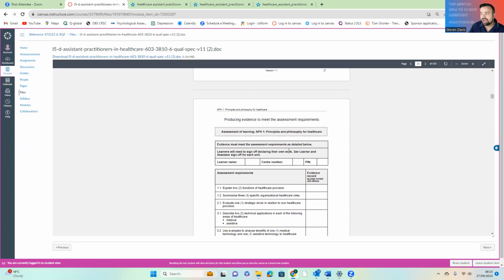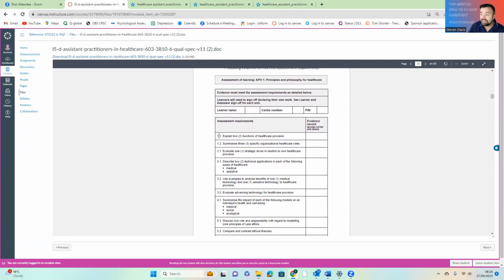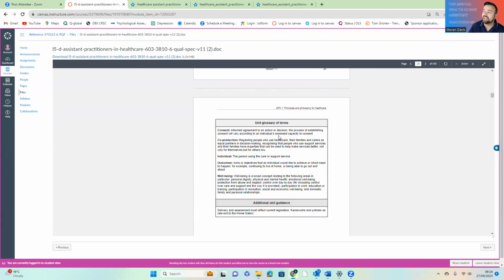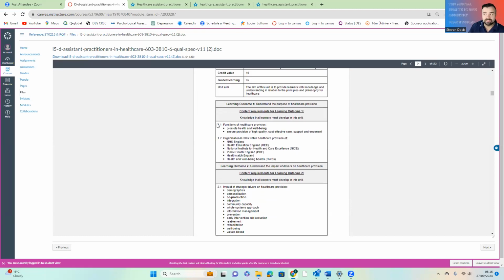When we scroll down, we've then got the logbook. So this is the evidence requirement. So here you can see, what I'm going to ask you is, can you explain to me 2 functions of healthcare provision? If you have watched this, you will see it there, but there's the answer. So this isn't a shock. This is exactly what you need to be doing. So if you haven't watched this, it's very clear that you don't know what you're talking about. So please don't try and blag me because it's obvious that you haven't done the work.